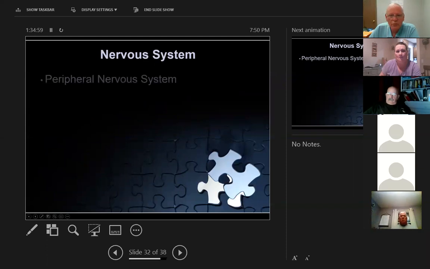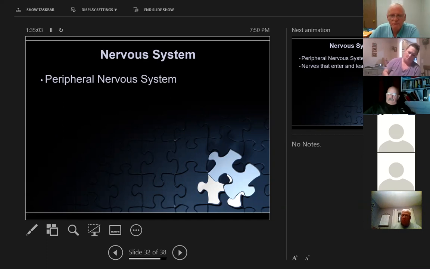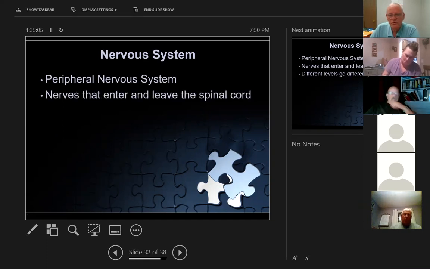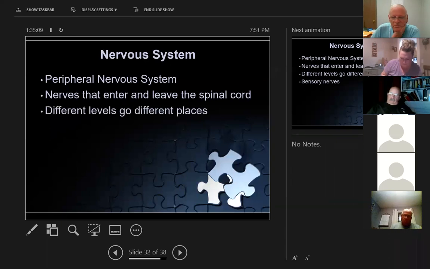All right, then we have the peripheral nervous system. Peripheral, like peripheral vision, towards the outside. And this is composed of nerves that enter and leave the spinal cord. Depending upon where they enter and leave the spinal cord determines where they go. Nerves that come out high on the neck are going to go to the shoulders and arms and everywhere else. If your nerves are coming out in the middle of your thoracic spine, it's going to go to your belly button area, that sort of thing, and then it's internally.